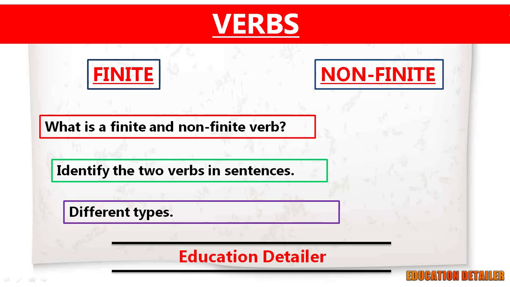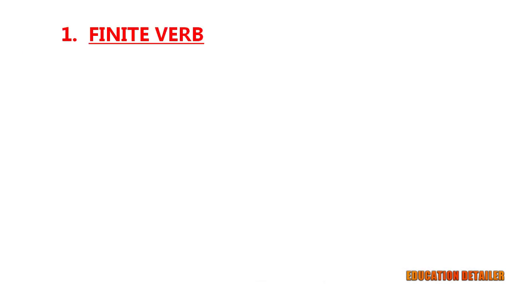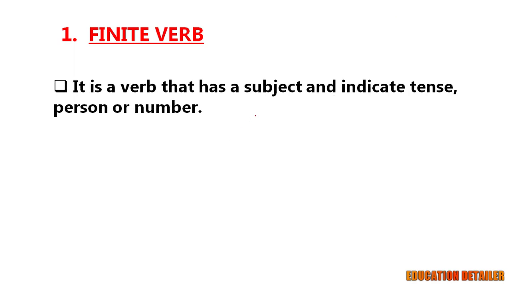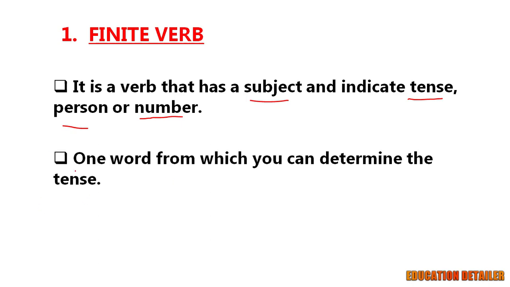So let's begin with the finite verb. It is a verb that has a subject and indicates grammatical tense, person or number. Note down, a finite verb is always one word from which you can determine the tense. Let me clarify by giving some examples.